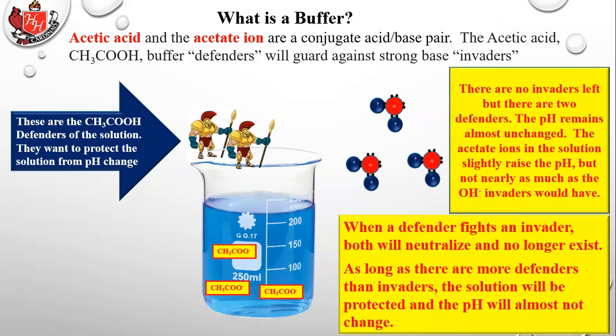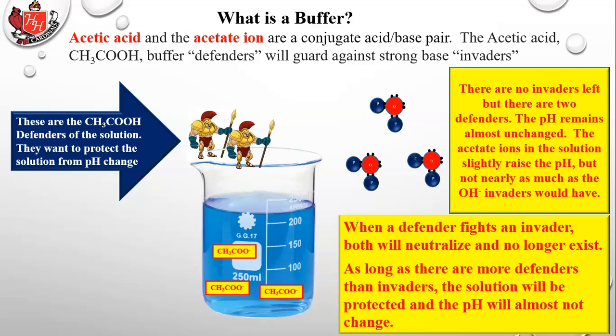So let's examine that. Let's say you had 10,000 hydroxides coming into the solution. That's going to greatly change the pH and drive it up towards 14. Let's say, though, you had 10,000 defenders to neutralize those hydroxides. Then those 10,000 hydroxides would turn into water molecules, and the 10,000 acetate ions would go in the solution. But acetate ions are a base. Isn't that what we wanted to not happen to the solution, for it to become more basic? But remember, the acetate ions are only a weak base.